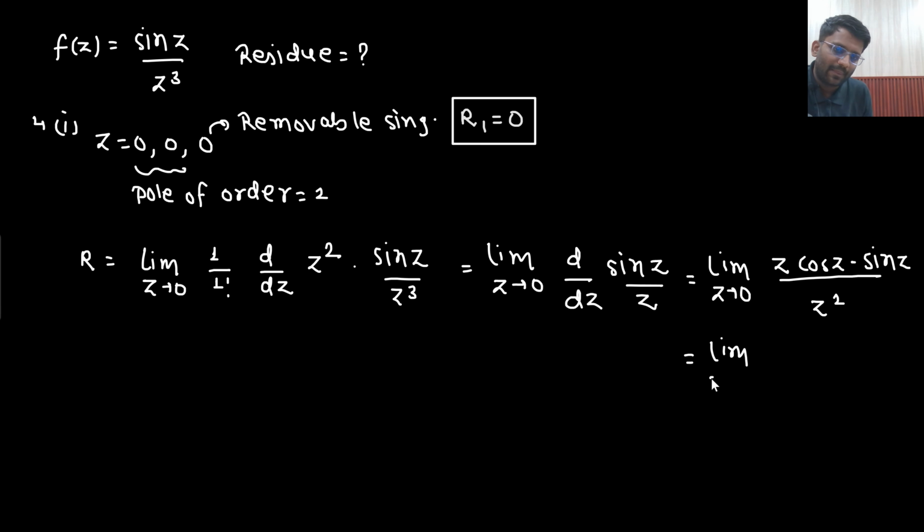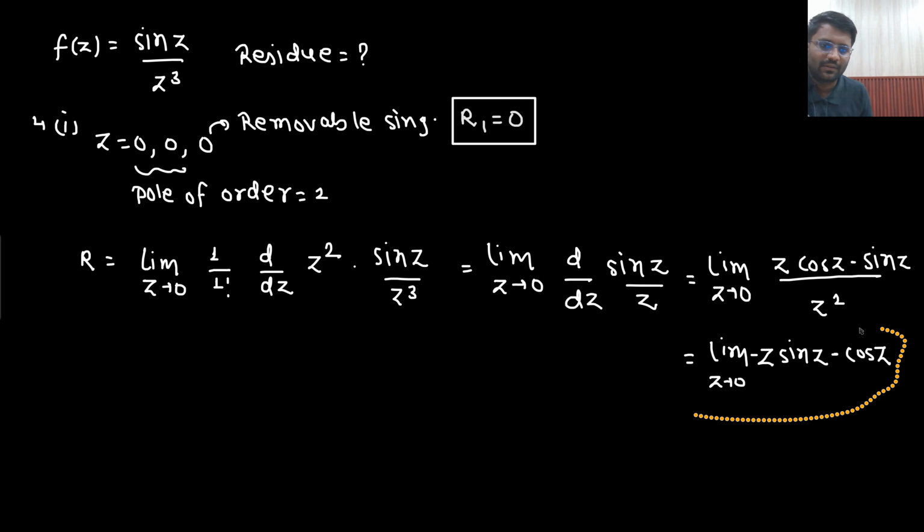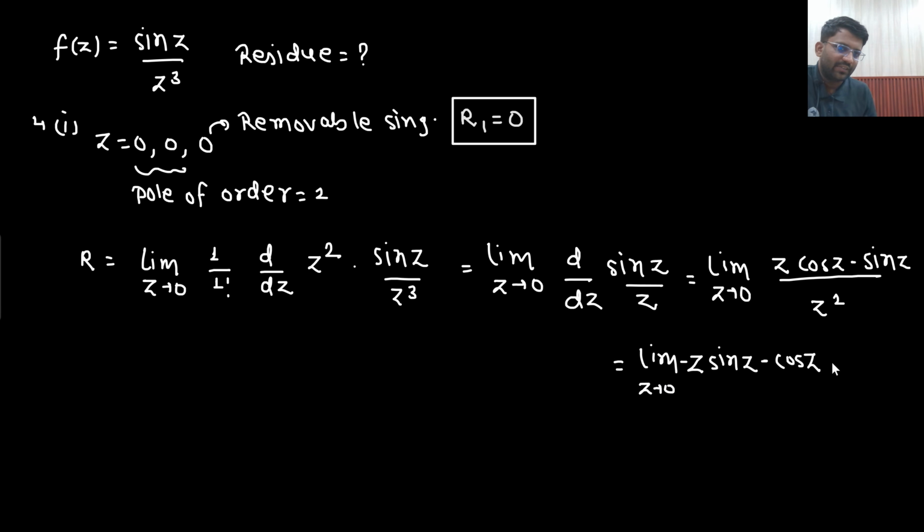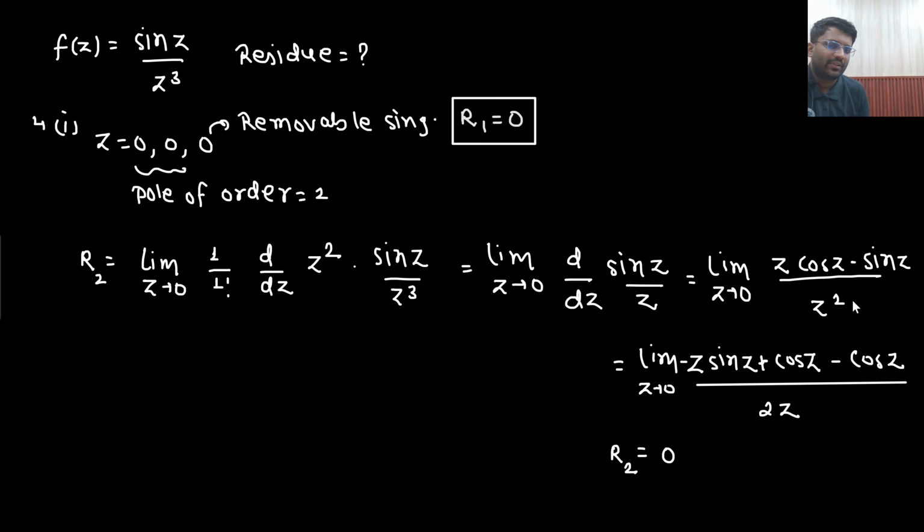That means again, first one as it is, sin z minus cos z. I am just doing the differentiation on the upper side and the lower side, divided by 2z. It would be plus actually. So now it is coming out to be 0 only. Residue is coming out to be 0 only here as well. This was your R2. You just need to find out the limit. This differentiation you can do.